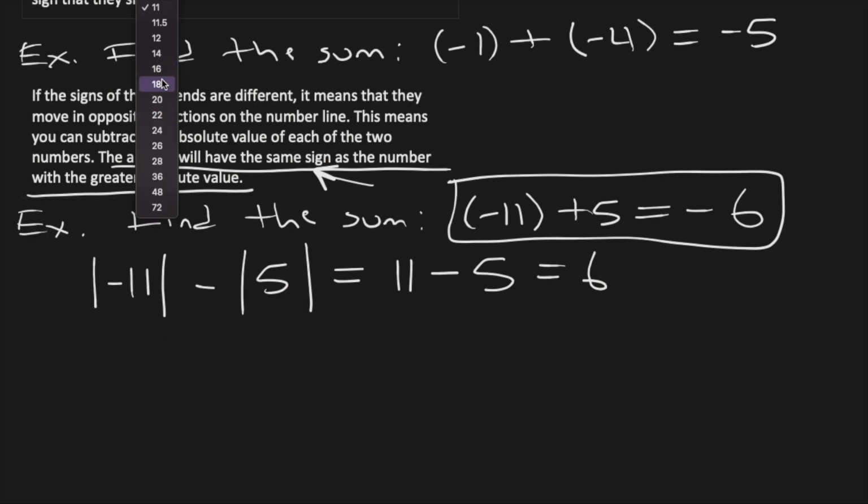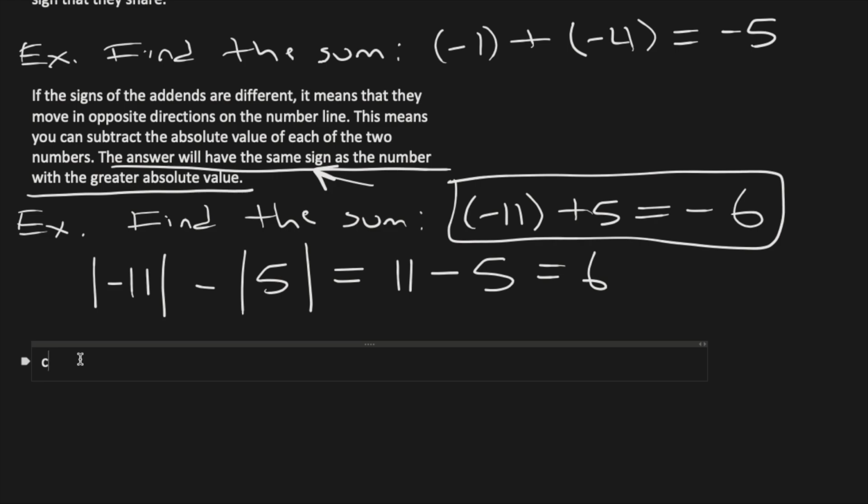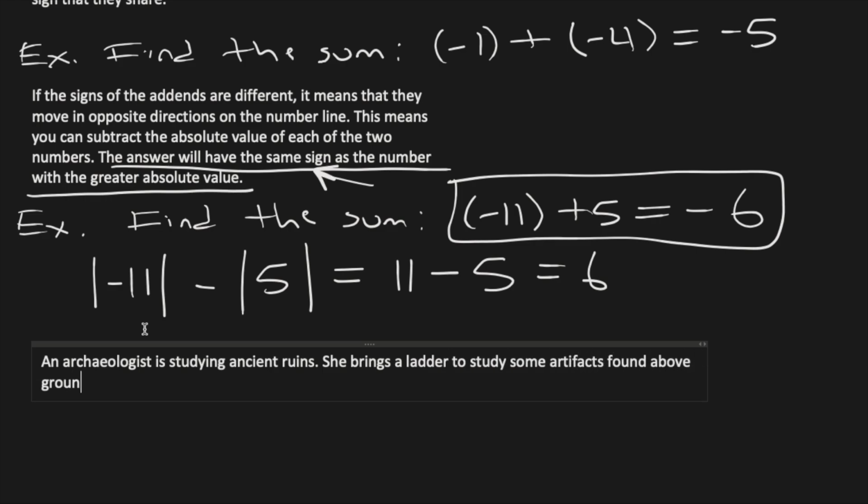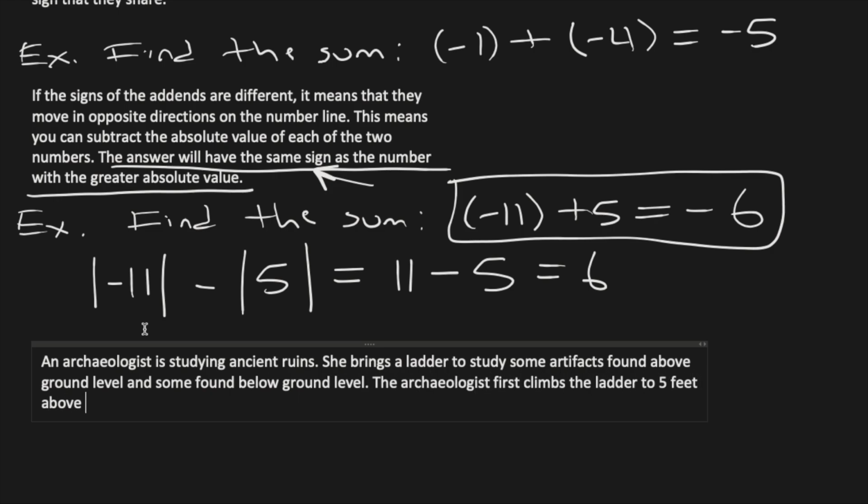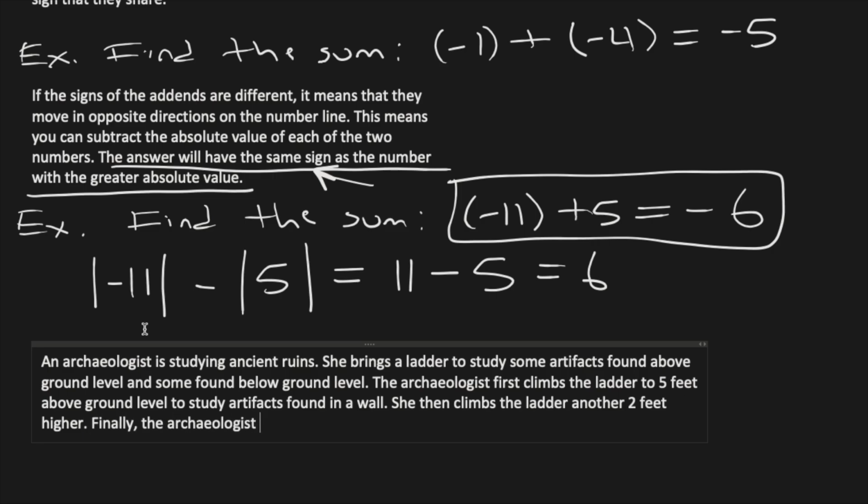So let's do another example, a little bit longer, more thought on this one. An archaeologist is studying ancient ruins. She brings a ladder to study some artifacts found above ground level and some found below ground level. The archaeologist first climbs the ladder to 5 feet above ground level to study artifacts found in a wall. She then climbs the ladder another 2 feet higher. Finally, the archaeologist climbs down the ladder 11 feet. Where does the archaeologist end up?